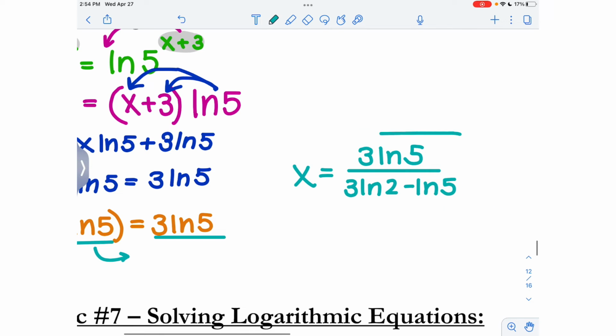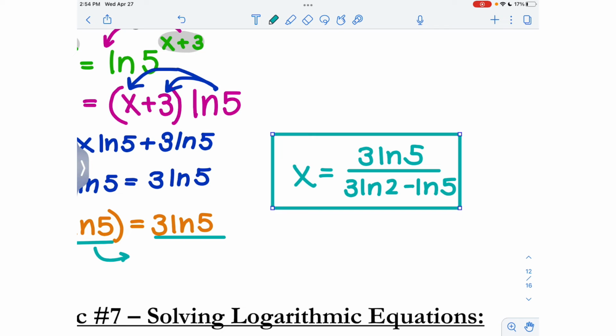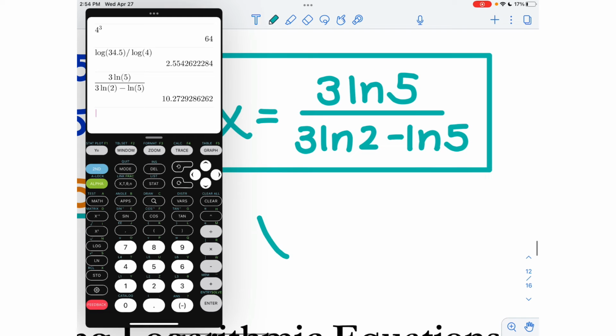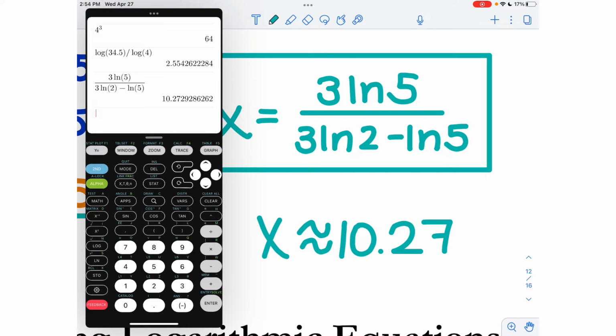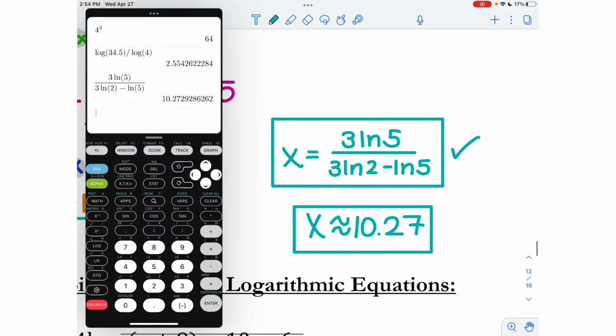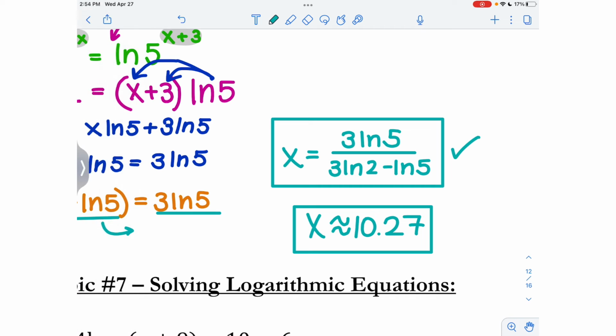That's the answer. Now, I could get a decimal approximation by just typing in that fraction. Alpha y equals, enter, 3 ln 5 over 3 ln 2 minus ln 5. ln being natural log, and that actually gives me my answer as an approximation, 10.727. I'm cool with you guys just leaving the exact answer, but that's how that problem is done.